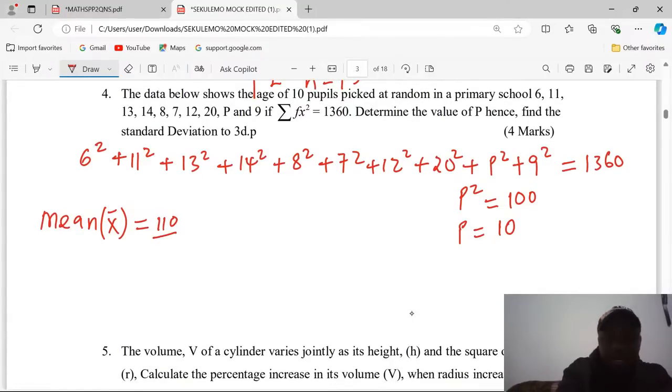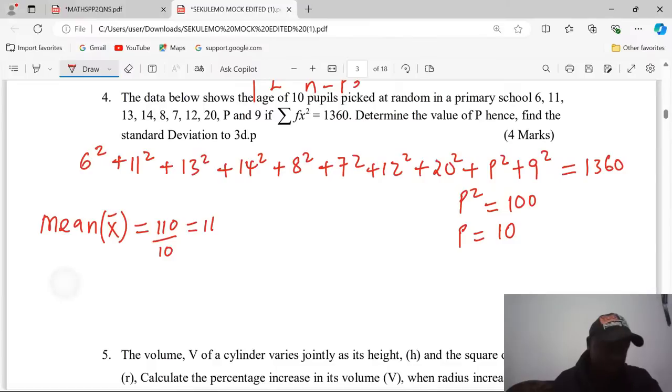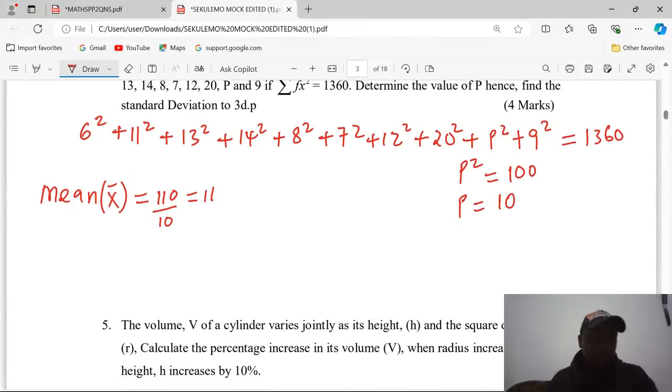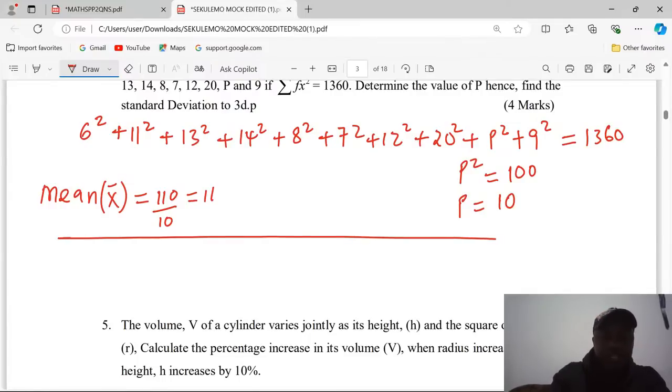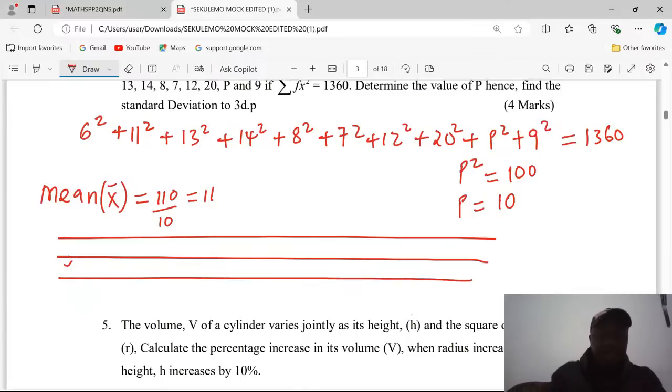110 over 10, so I get 11. So 11 is now the mean. If 11 is the mean, we can get deviations of all the values from the mean. Then we square the deviations and find the mean of squared deviations, which will be our variance. After that, we can calculate what we call standard deviation.